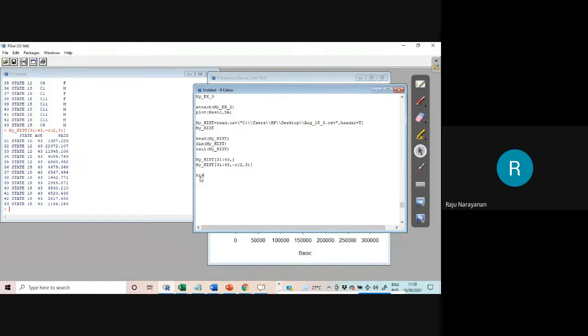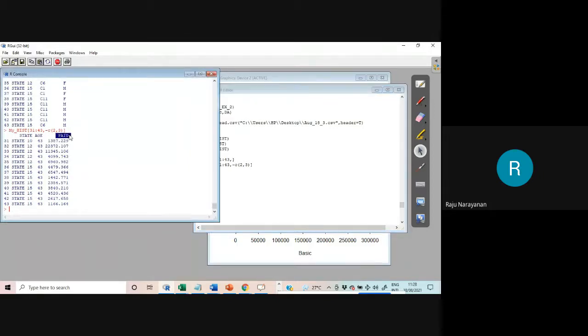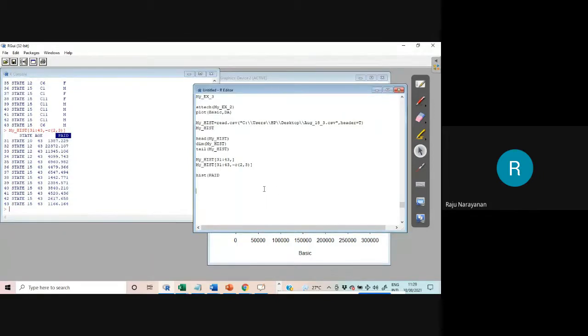Histogram, hist, will do. hist(paid). What is paid here? Paid is this variable. This variable is paid. Okay, hist(paid). Paid not found. This is a problem.